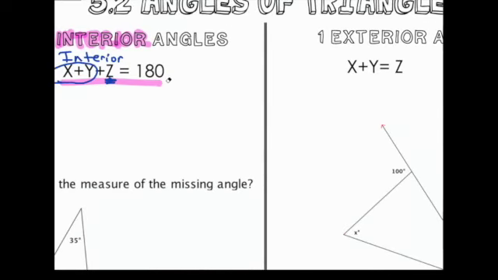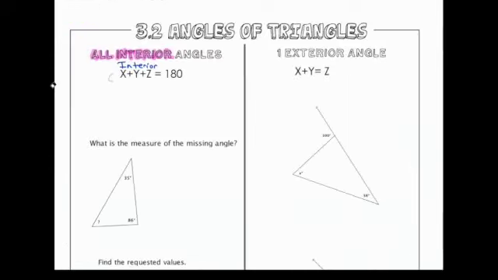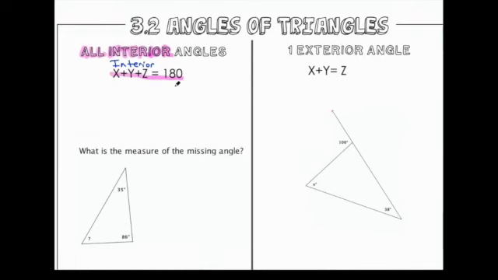Now before we go further with that, I want to talk about the next kind that we have. So the first one was all interior angles, so you add them up, they equal 180. This one, there is one exterior angle and two interior angles, but usually there's three angles. On this left side, the first one, they're all interior. On this one is exterior. So we have a different relationship.